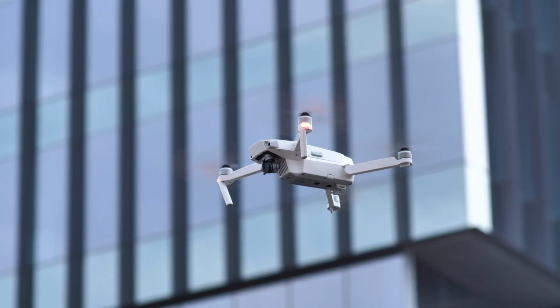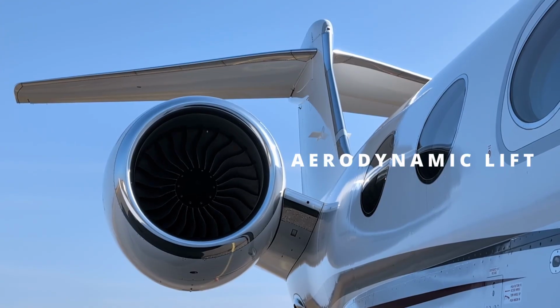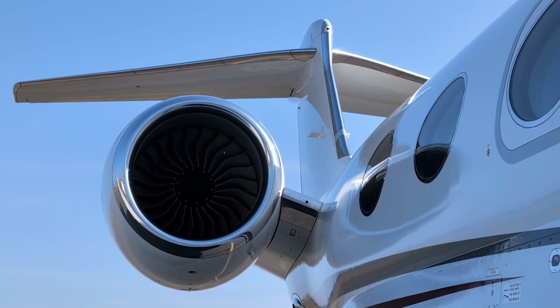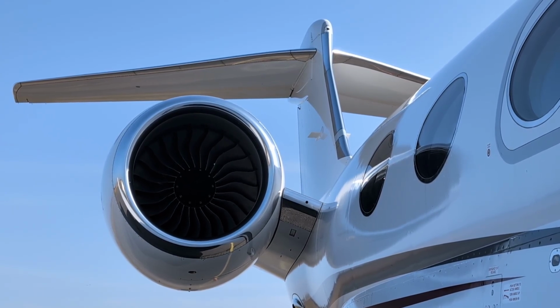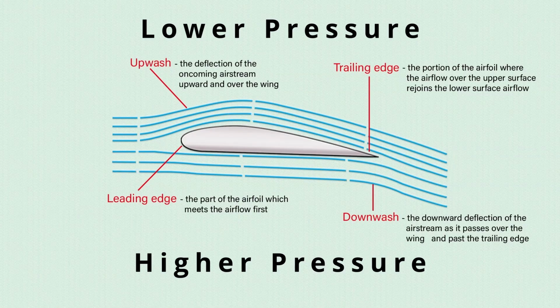There are really only two ways to get something heavy into the air. The first way is through aerodynamic lift. This is what airplanes do. The shape of the wing moving through the air creates pressure differences. Lower pressure on top, higher pressure on bottom. That difference pushes the plane up. The faster you go, the more lift you generate.